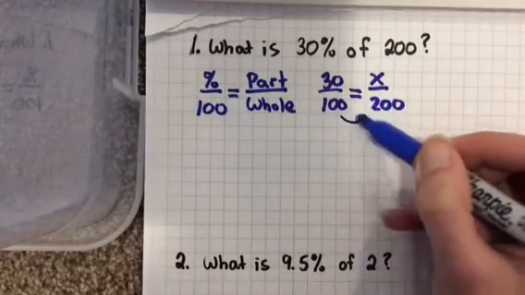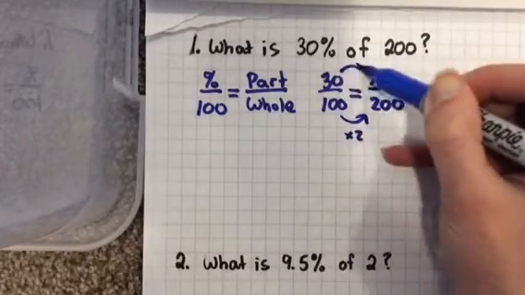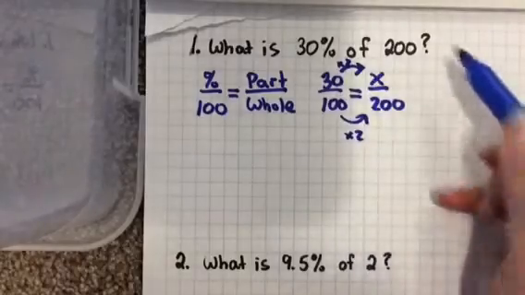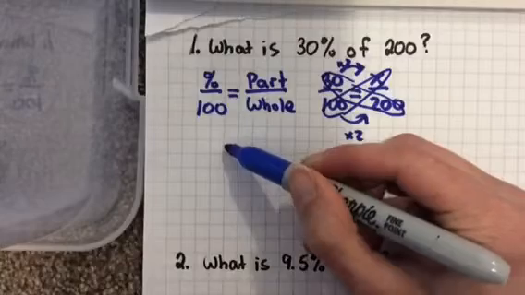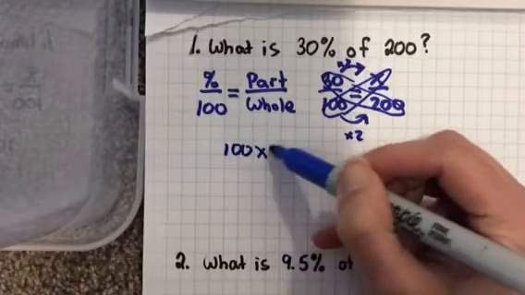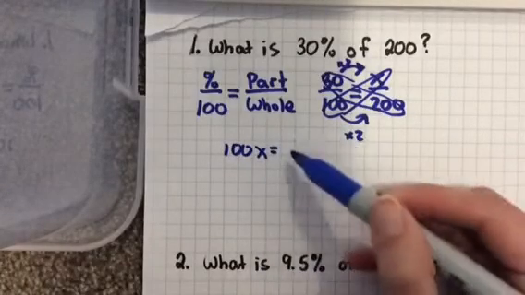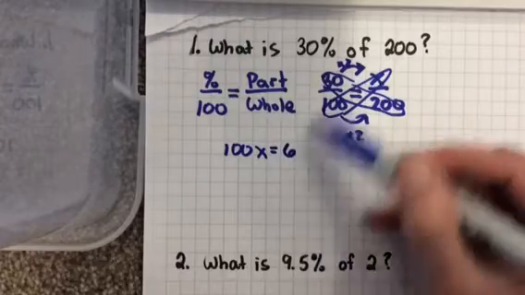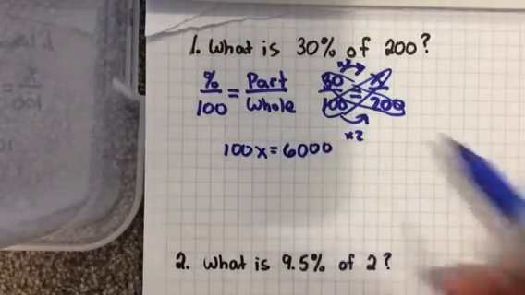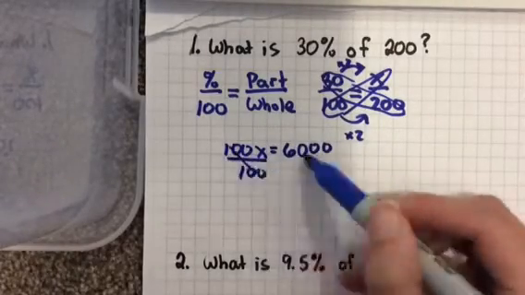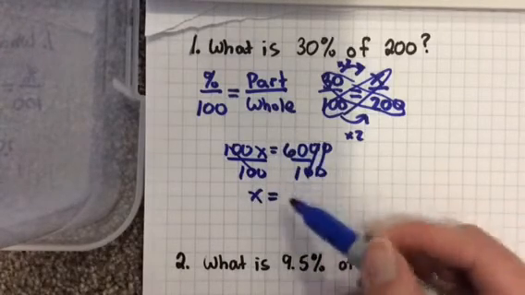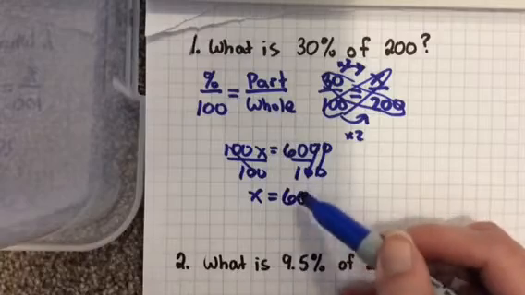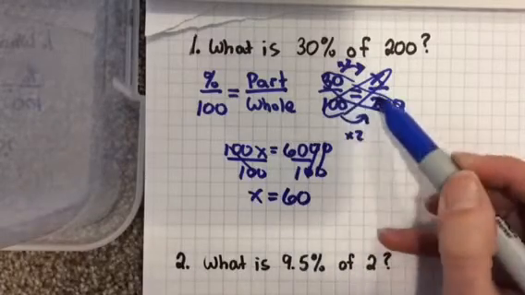Now we could easily see that this is just doubled. But I'm going to do cross multiplication so you see that you get the same result. So I end up with 100x equals 6,000. Divide each side by 100. The zeros will cancel out, so I end up with 60. Same thing I would have gotten if I had multiplied by 2.